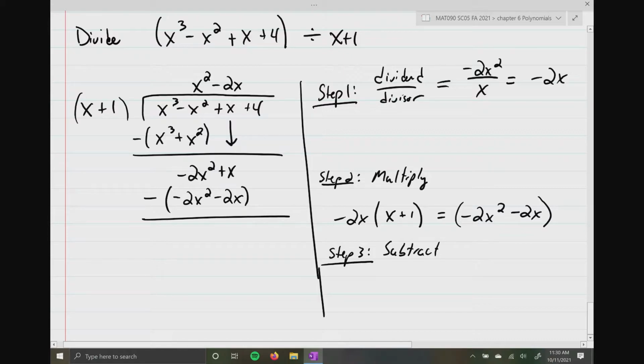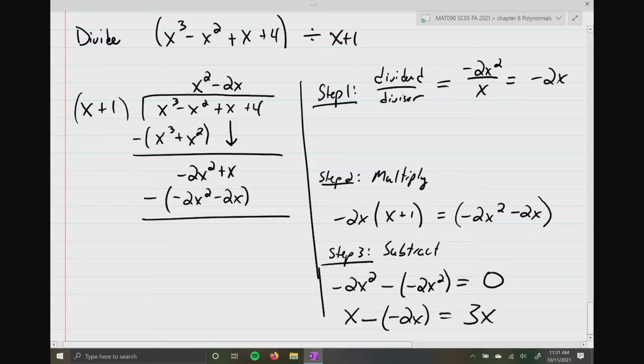Now, like I said, you know if you're doing this correctly because this will always happen. When I go to subtract, I have negative 2x to the second minus a negative 2x to the second, which is really double the negative, so get that plus. So this is zero. That's how you know you're on the right path. Okay? Also, we have x minus negative 2x. Remember, you got a double negative, so it makes it positive. So 1 plus 2 is 3. So this is going to be 3x. Now we drop down our 4.